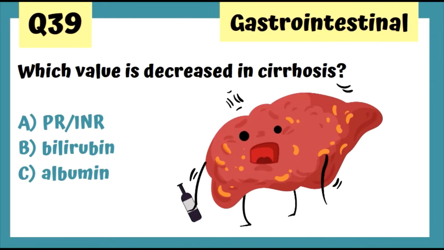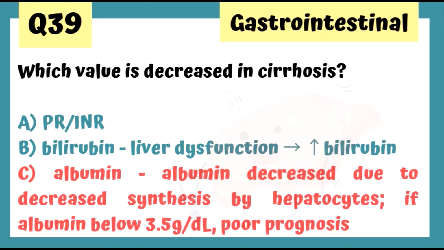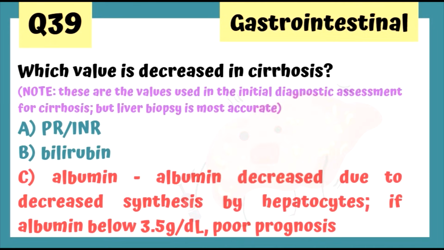Question 39. Which value is decreased in cirrhosis? Of these values, albumin is decreased because the liver is not working and not producing the proteins that it needs. As opposed to the other values, which will be elevated in liver dysfunction. There's an increase in bilirubin in liver dysfunction. Note that these values are used in the initial diagnostic assessment of cirrhosis, but liver biopsy is the most accurate for diagnosing cirrhosis. Albumin below 3.5 is a really poor prognosis.